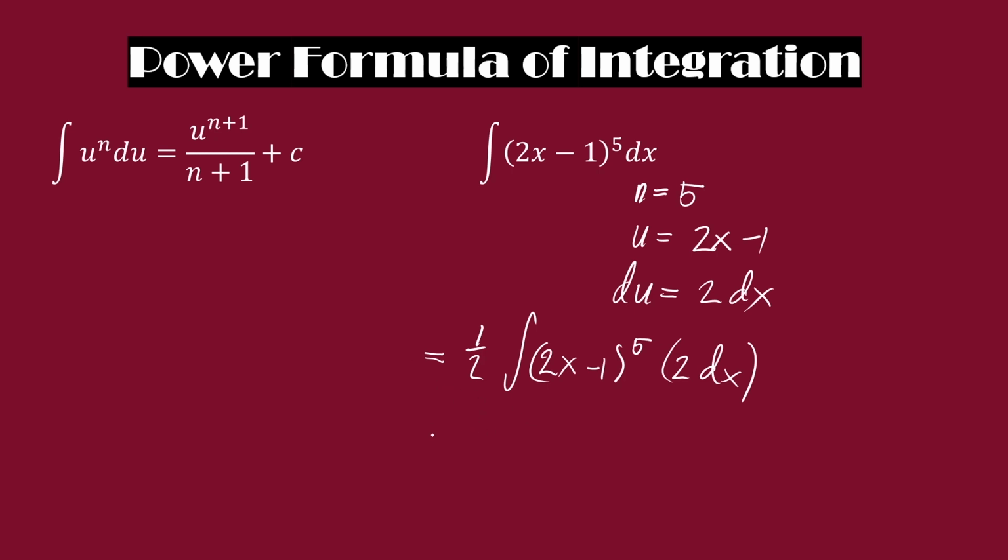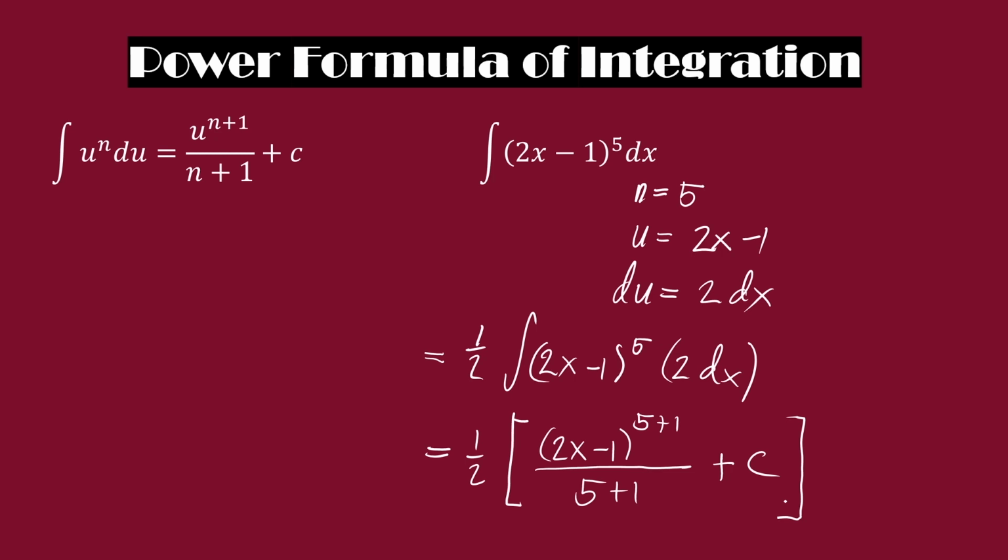Okay, so the next thing is to apply the right side of the formula, the power formula. So this is equal to, take note, you have to copy 1/2 because 1/2 has nothing to do with the integral since it's outside of the integral. Okay, so applying the right side of the power formula, we get u raised to n plus 1. So your u is 2x minus 1, 2x minus 1 raised to n plus 1, that is 5 plus 1, over 5 plus 1. Plus c.